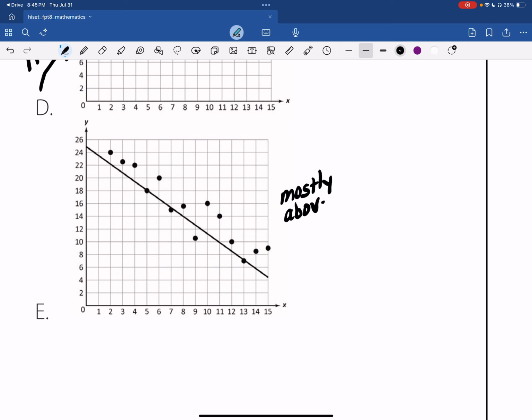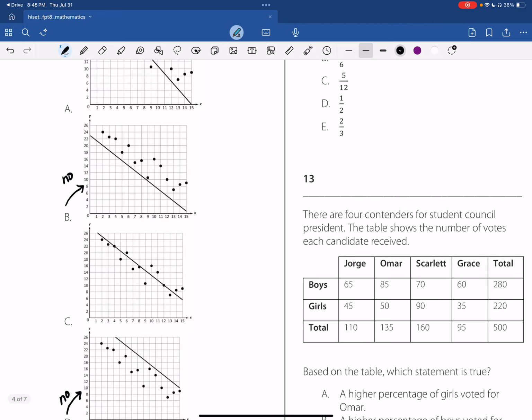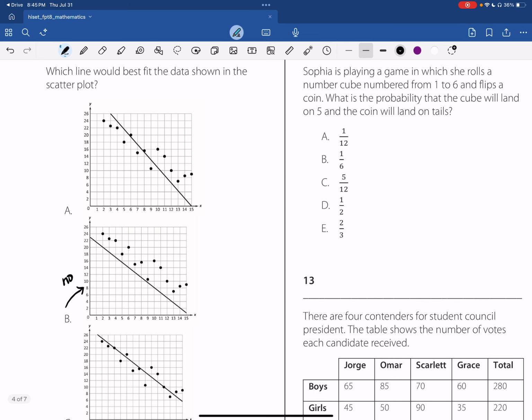I want the one where they're distributed evenly. There are some dots below the line, but not many. So that one is out. E is not what I'm looking for. So it's either C or A.